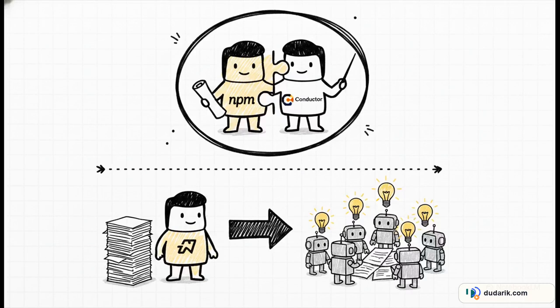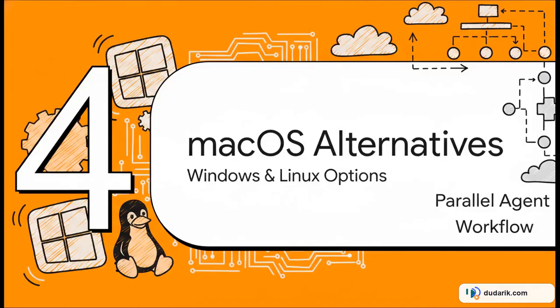If you're on a Mac, the best workflow is to run the NPM package just once to create that documentation brain for your project. Then you fire up the Conductor app to run your team of agents, and now they'll all be way smarter because they can read all those context files you just made. So this brings us to the big question for a lot of you out there. What if you want this awesome parallel agent workflow, but you're on Windows or Linux? Don't worry, you have some excellent options.